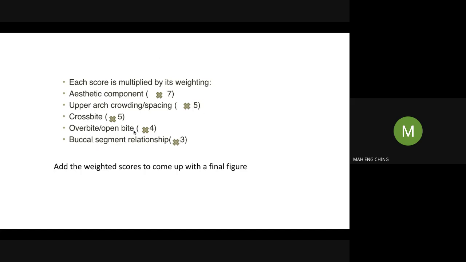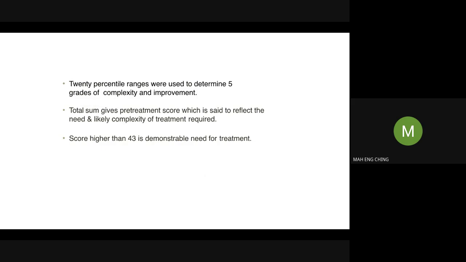So don't ask me why they're times 7, times 5, times 4. This is based on the 97 orthodontists' opinions. I might not agree with that, but that's how they come up with the score. They add the weighted scores to come up with the final figures. After you times 7, they sum up all these figures, then they give a score for the patient's complexity. Twenty percentile ranges are used to determine 5 grades of complexity improvement, so they use 20, 40, 60, 80, and 100.